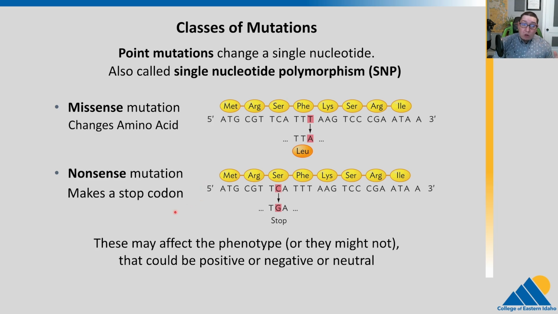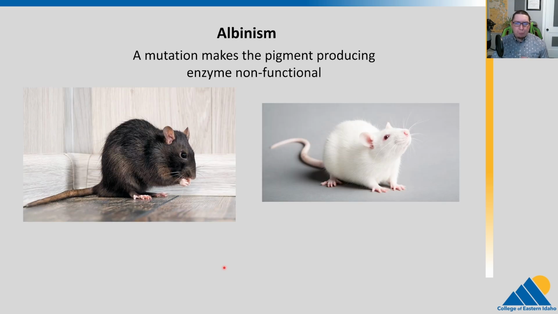So these mutations may affect phenotype or they might not. The effect on phenotype could be positive. It could be neutral. Or it could be negative. We don't know. I'm going to show you how to assess that in a moment, but let's look at a classic example of where it does affect phenotype.